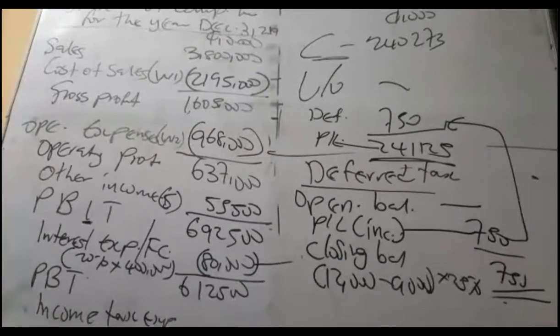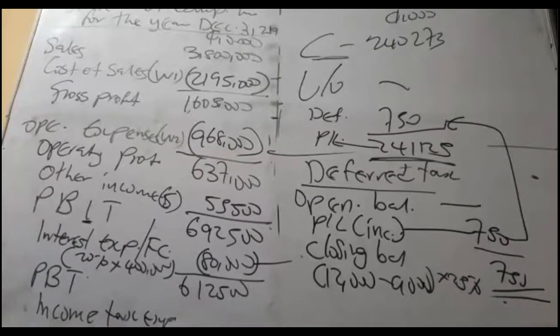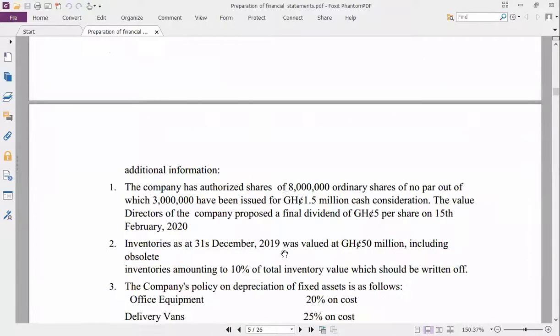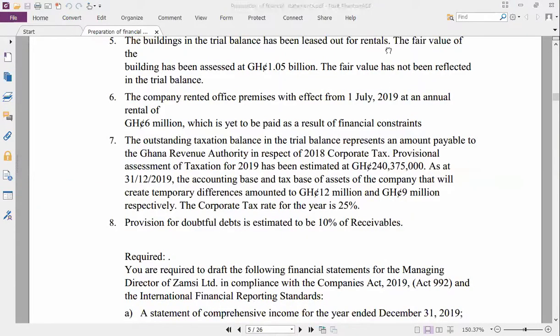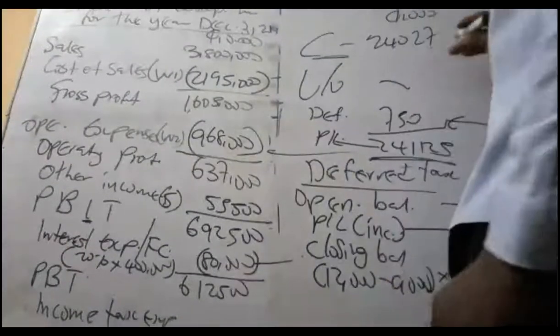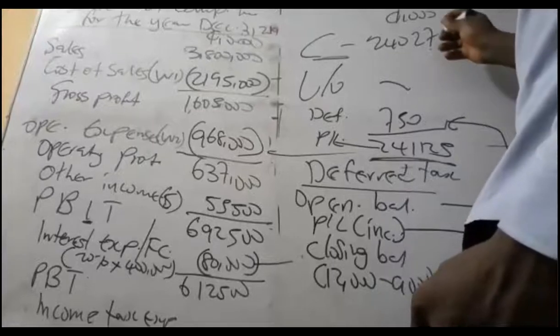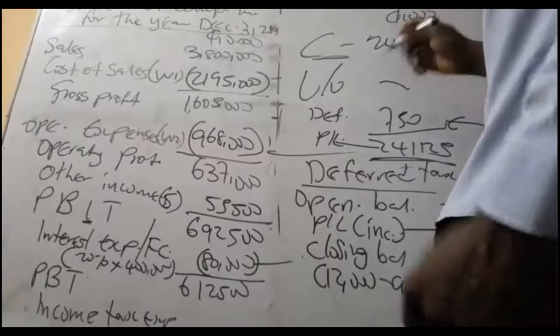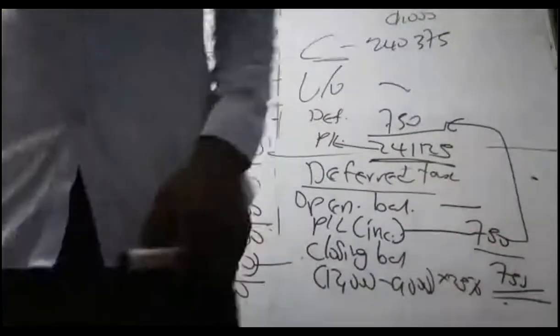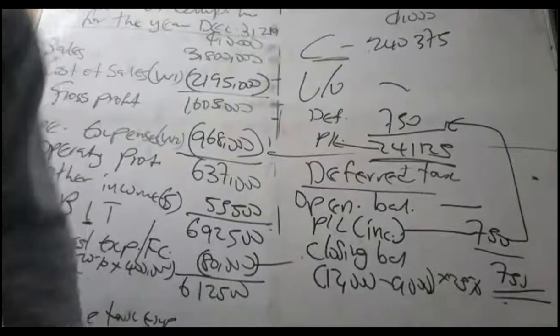For that figure there, let's really confirm the figures because I doubt one of the figures. It's 240,375. Yeah, there must be 375 here, and here must be 3. Okay. That is it.